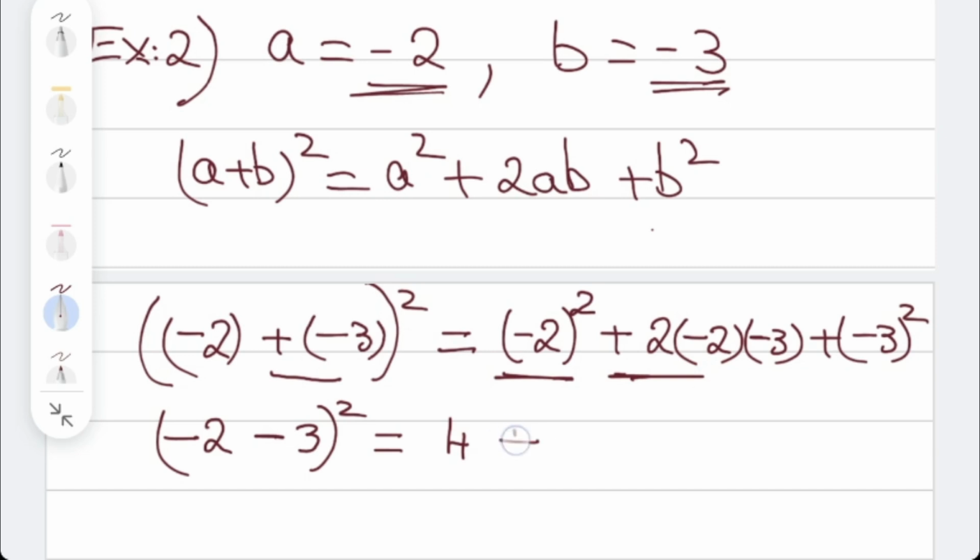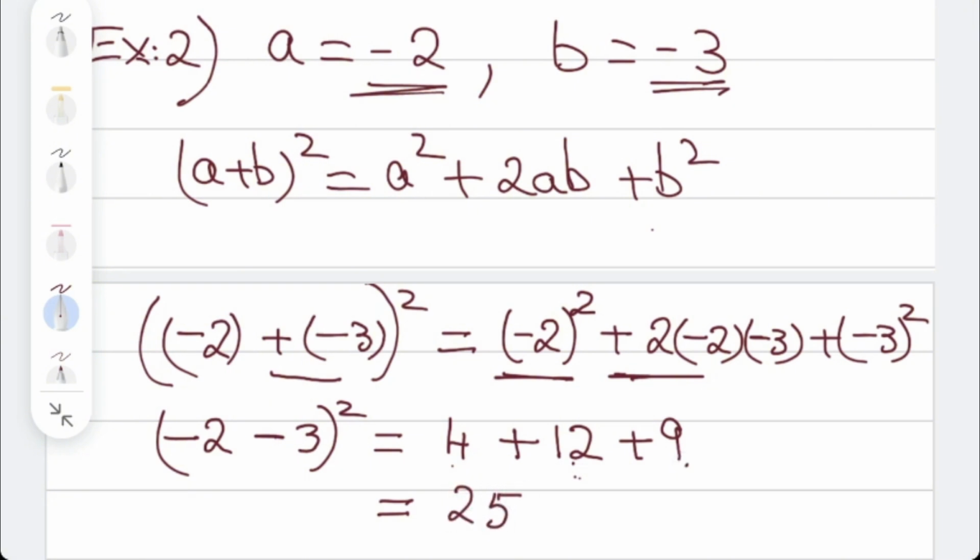So the sign is plus here, and you multiply the three numbers. 2 3s are 6, 6 2s are 12. So we have 12 here, and here again minus 3 whole square is minus into minus is plus, and 3 into 3 is 9. So it becomes plus 9. Your answer here is 12 plus 4 is 16. 16 plus 9 is 25.